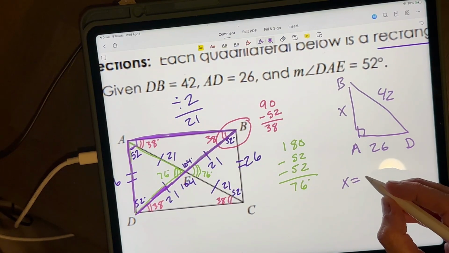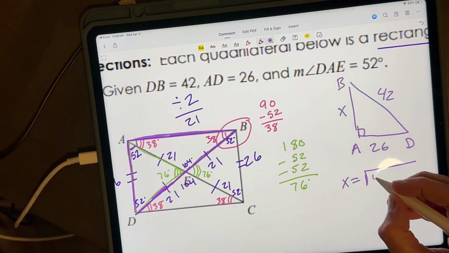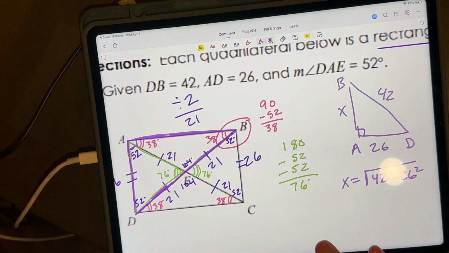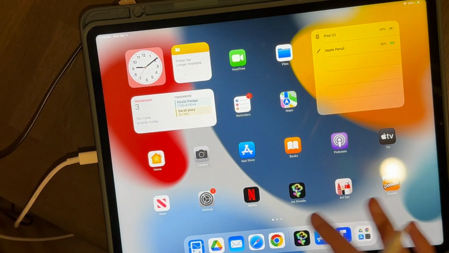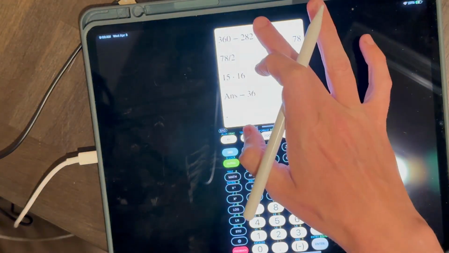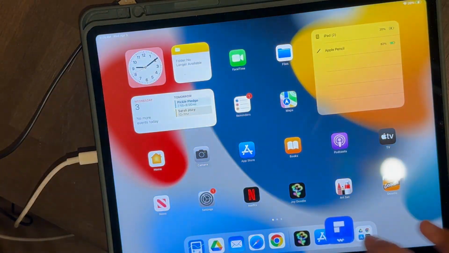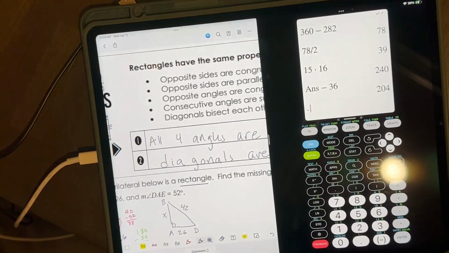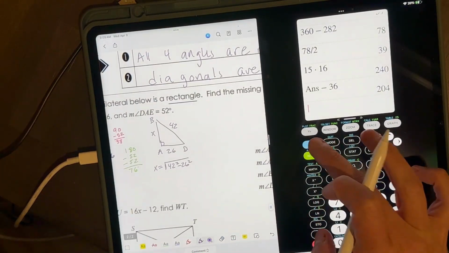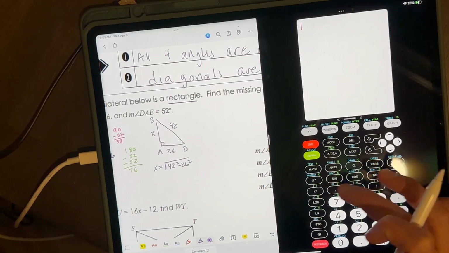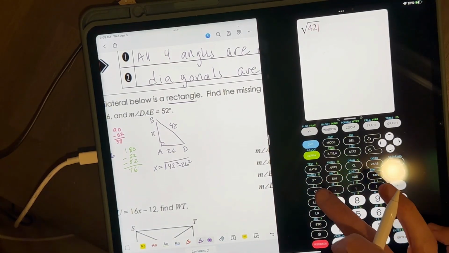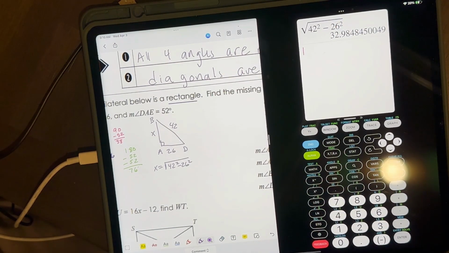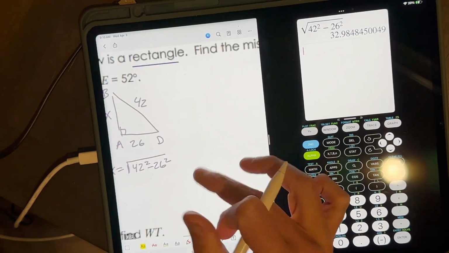So X is equal to, I hope you guys know the Pythagorean theorem by now, 42 squared minus 26 squared. This I will need my calculator for. Where is my calculator? Here it is. Actually, I'm going to do a split screen with my calculator. So it's the square root of 42 squared minus 26 squared, which is 32.98. Let's just round that to approximately 33.